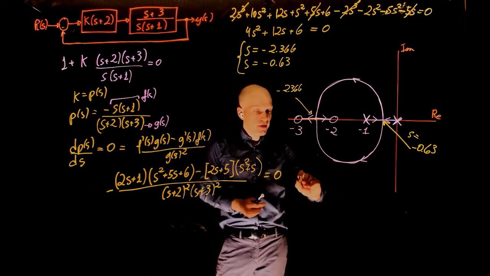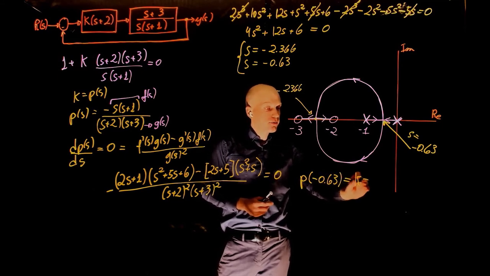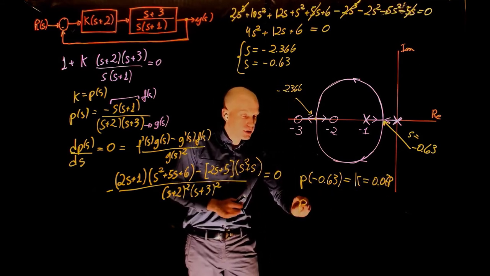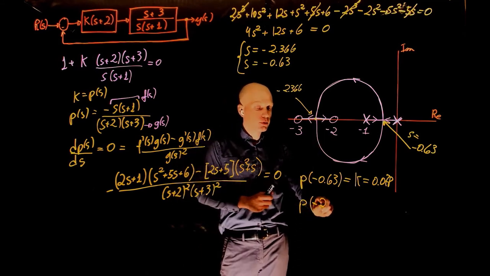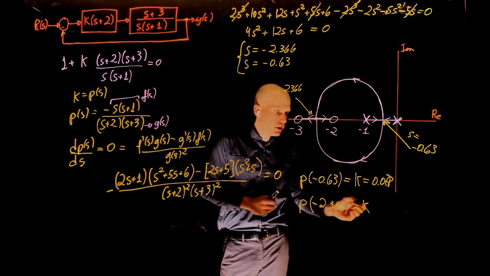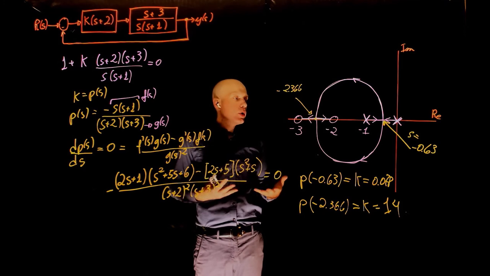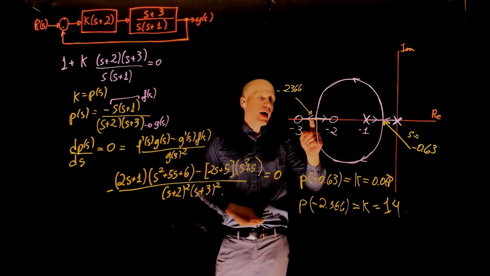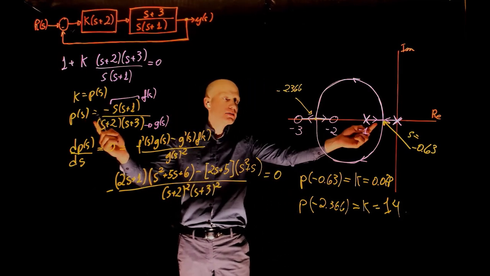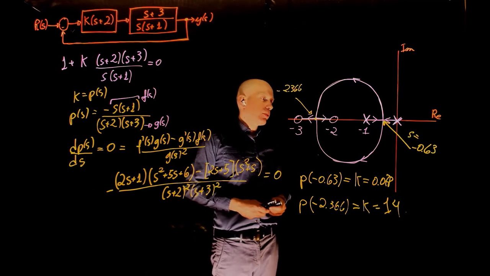So if we now do P of S, so P of negative 0.63, this is equal to the value of K, and this is 0.078. If you now do P of S at the break-in point, that is negative 2.366, this is also the value of K, but now the value of K when the poles are here, and this is equal to approximately 14. Once again, knowing the breakaway and the break-in points, we know the value of S at these two points. Replace S in this expression here, so for P at that specific point, and this, as we defined here, is the value of K.